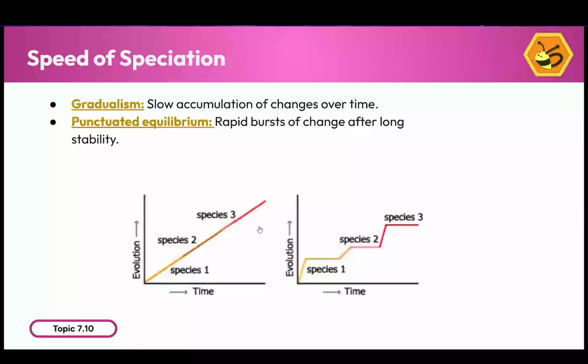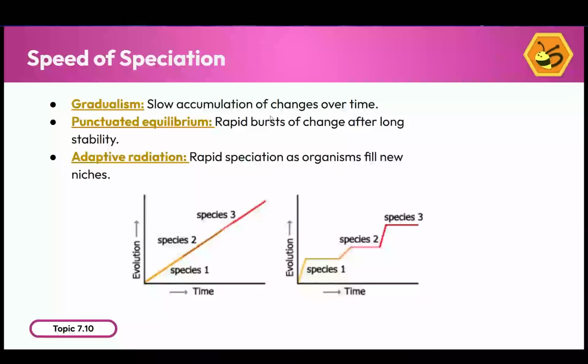Another thing I want to talk about is adaptive radiation. It's a special case where one species rapidly splits into multiple different species to fill new niches.